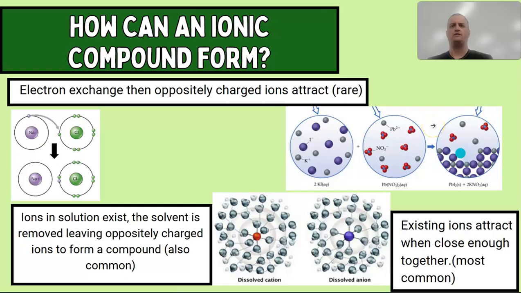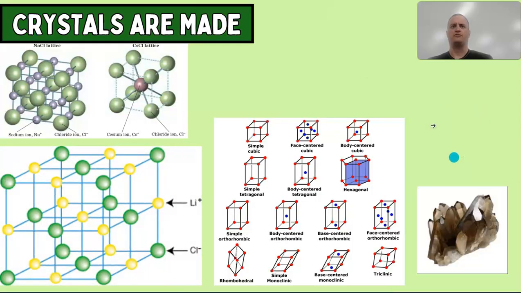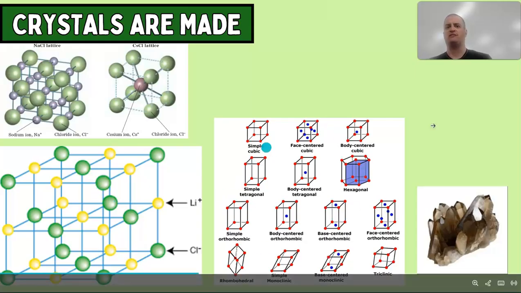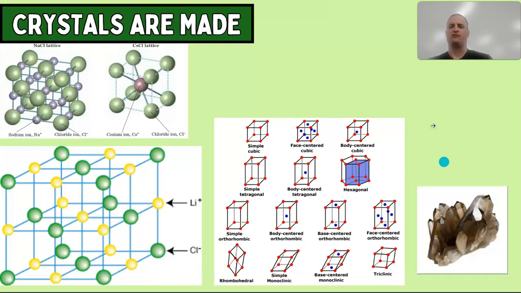Alright, so from here, crystals are made. Now with every crystal, you have a metal positive ion attract negative ions. They can make many different shapes, but you could see that one ion is surrounded by many others. Could be 8, could be 6, could be 4. There's all these different structures. We don't need to memorize them. I just wanted to show you there's many different crystals that can form.